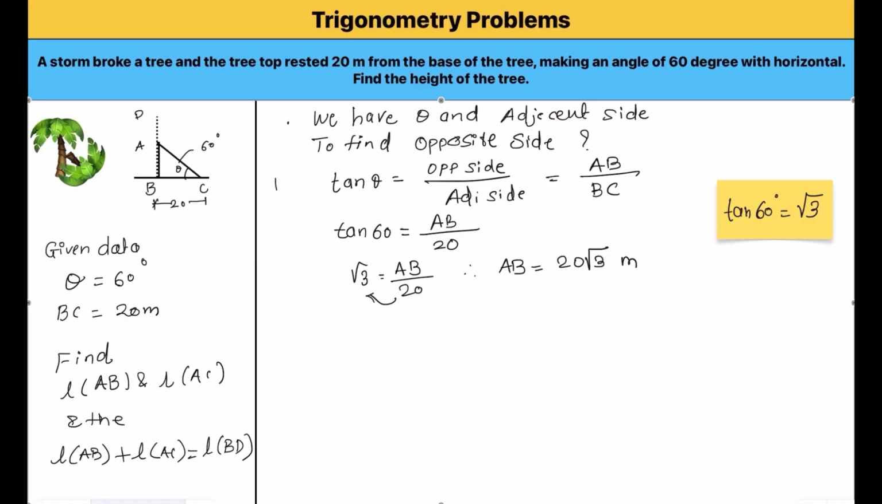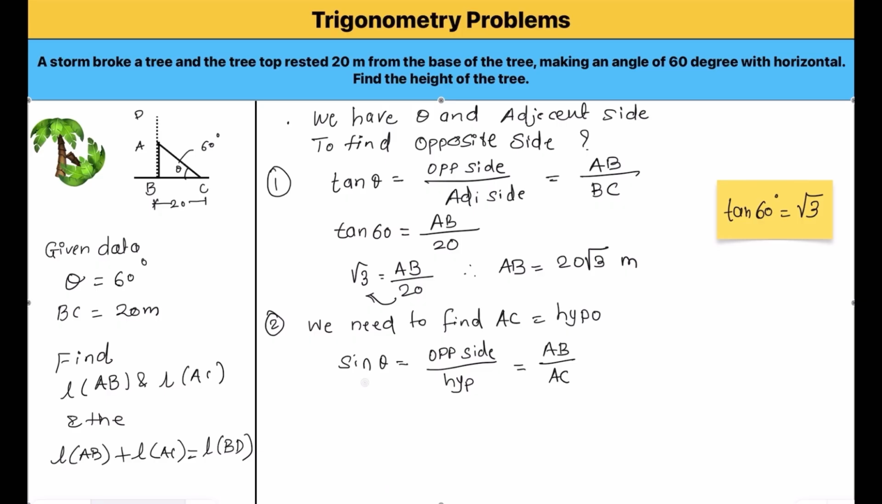So we found out the length AB. That means the portion of the tree which is still standing on the ground. Now we need to find length AC, which is the hypotenuse. Here we can use sine theta because we already have AB, which is the opposite side. Sine theta is equal to opposite side upon hypotenuse, that is AB upon AC. Sine 60 is equal to 20 square root 3 upon AC.